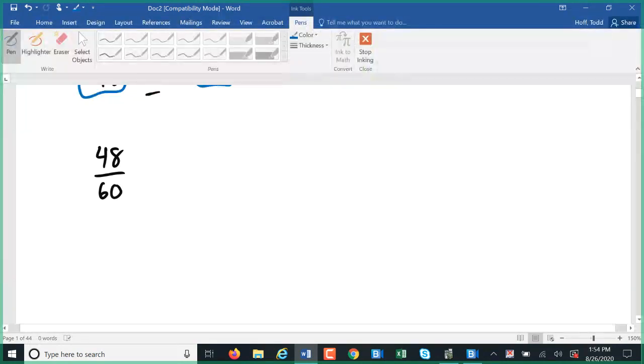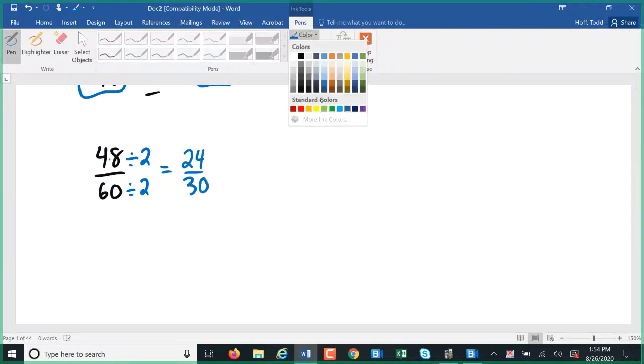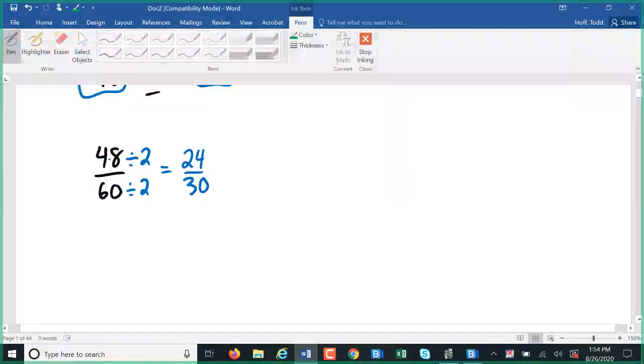Some of you might look at it and see that both of them can be divided by 12. But really, if you don't see it right away, it's not worth the time to sit there trying to figure it out. We look at both of them and we see that both 48 and 60 are even numbers, meaning they can both be divided by 2. 48 divided by 2 is 24. 60 divided by 2 is 30. Now we're not done. We have to keep going.